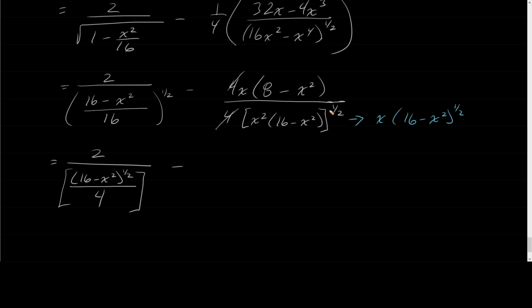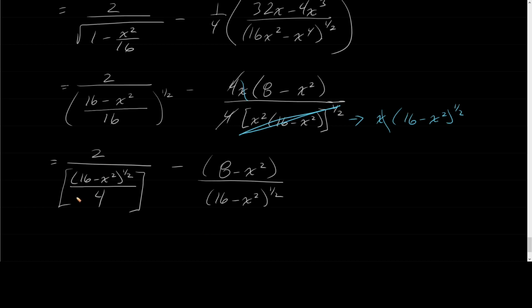But then we have, so that's this part in blue. But now we have this x and this x canceling each other out. So what I really have on top here is just, well, the 4's cancel out, so I just have 8 minus x squared over 16 minus x squared to the 1/2.